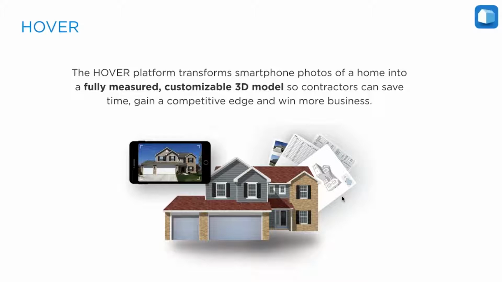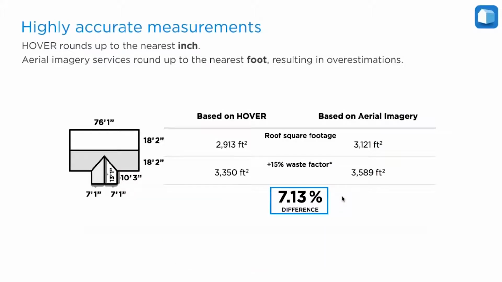So Hover, as I mentioned, provides two types of deliverables. One is highly accurate measurements. We provide you with all the exterior measurements for a home. So that includes the roofing measurements, siding, windows, trims, soffits, fascia, you name it. And these measurements are highly, highly accurate. We actually round all the measurements to the nearest inch.